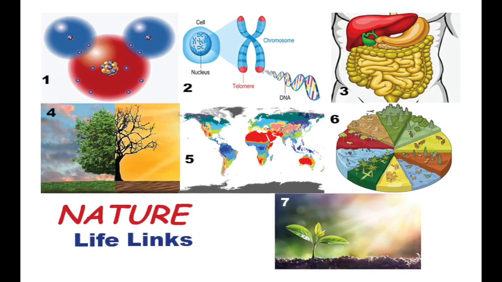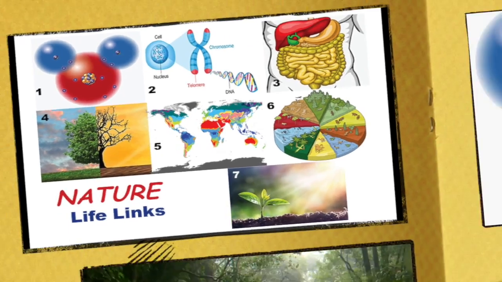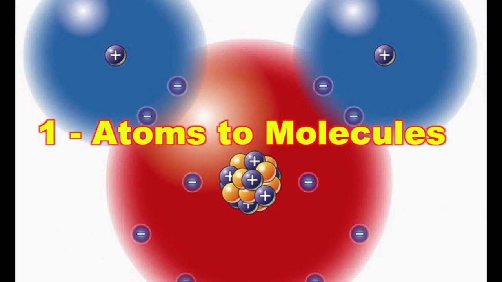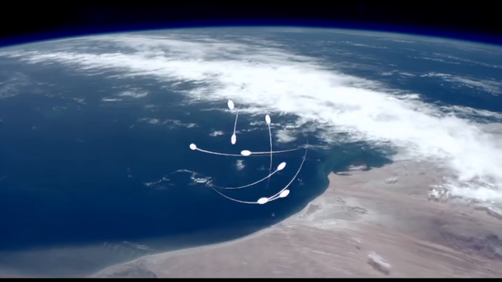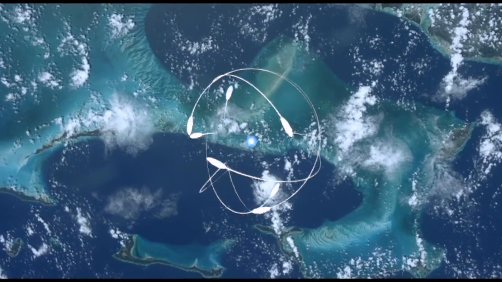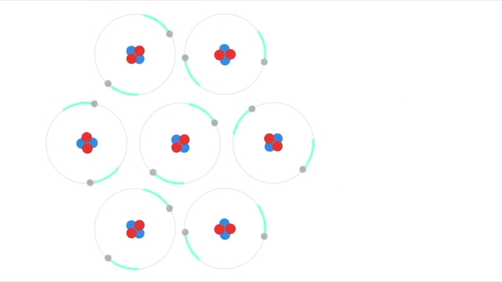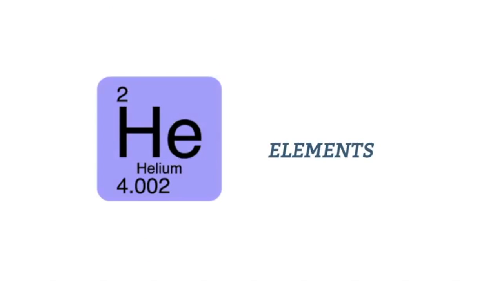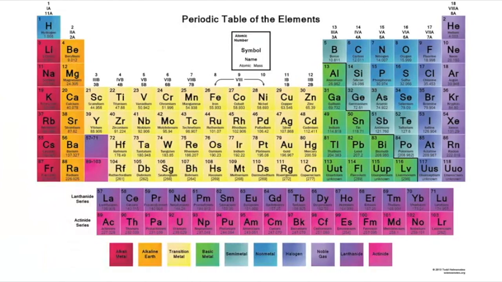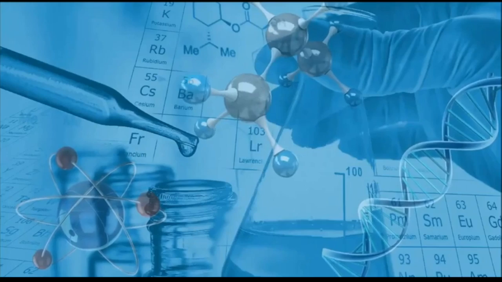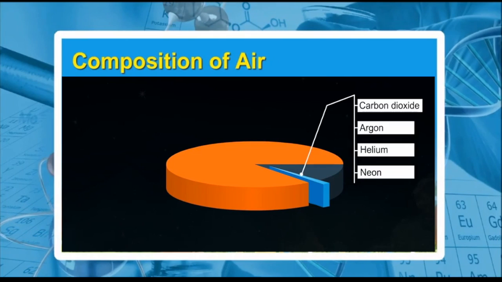Let's look at nature's 7 links to life. 1. Atoms to molecules. The earth and everything on it are made of atoms. Atoms that are all the same are called elements. Everything around us is made of only about 100 elements. Air is a mix of these atoms.